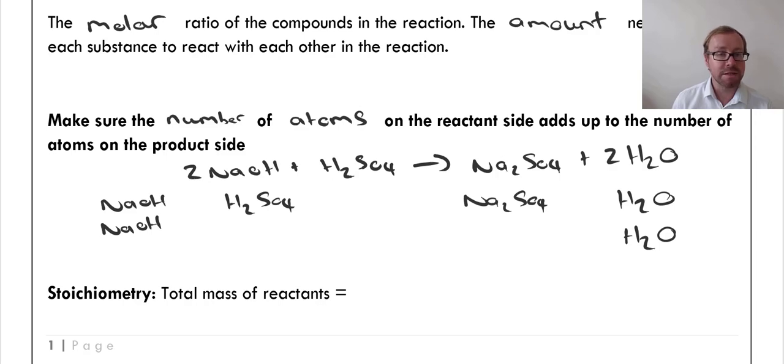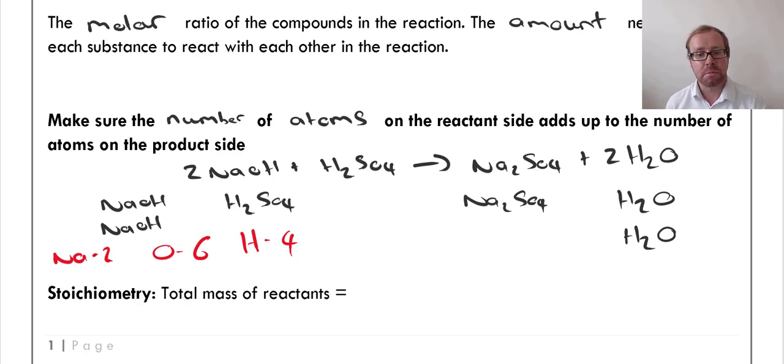So how many atoms do I have on my reactant side of sodium? 1, 2. I have 2. How many oxygens? 1, 2, 3, 4, 5, 6. So oxygen equals 6. And lastly, how many hydrogens? 1, 2, 3, 4. So we have 2 atoms of sodium, 6 atoms of oxygen, and 4 atoms of hydrogen.